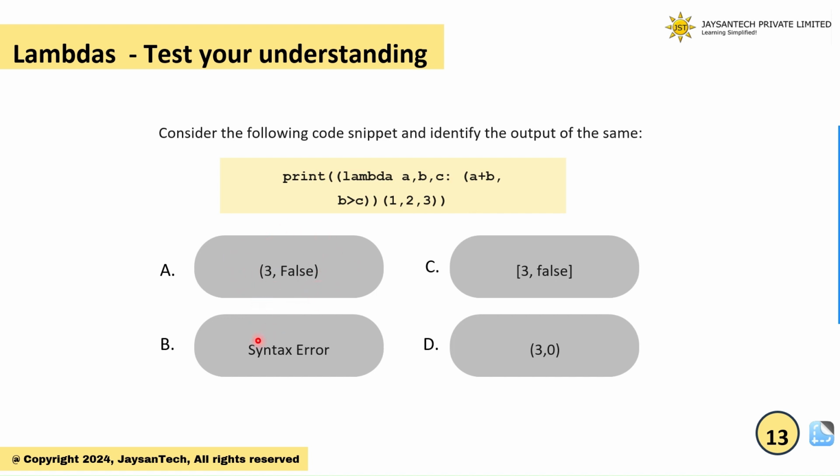Now B is wrong, there is no syntax error in this, it's perfectly fine. C, if you see these two look the same, but you can see this is a tuple, this is a list. But here the lambda is returning a tuple, so C is also wrong. And D, you will not get a 0, you will get a true or false value. So the right option is answer A.